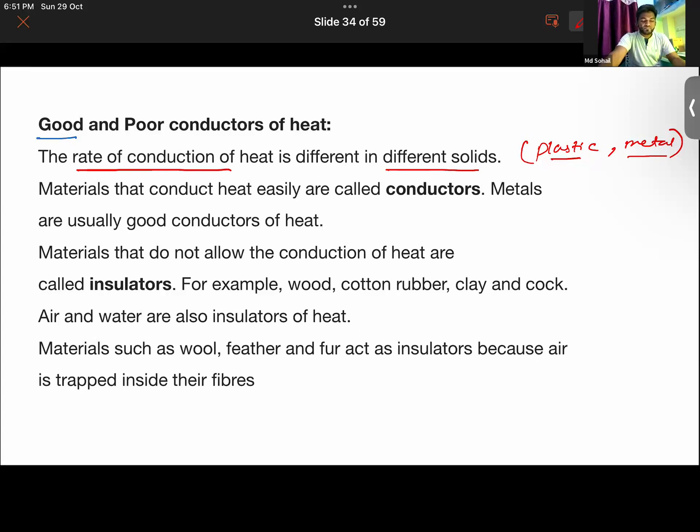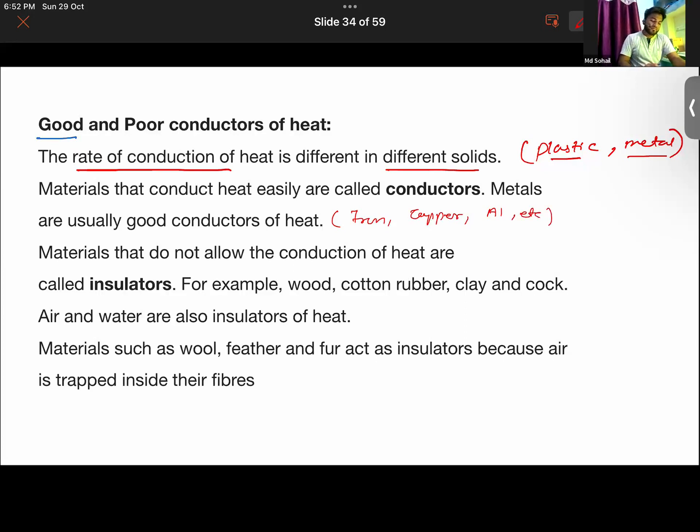Yeah, Abdul. Is the discussion so far clear to you? Yes, sir. So as I say, the rate of conduction will be different in different solids. Materials that conduct heat easily will be called conductors. Usually all the metals that we see are good conductors of heat. But there will also be some exceptions which are not good conductors of heat. Some of the metals that are good conductors of heat are iron, copper, aluminum, etc.